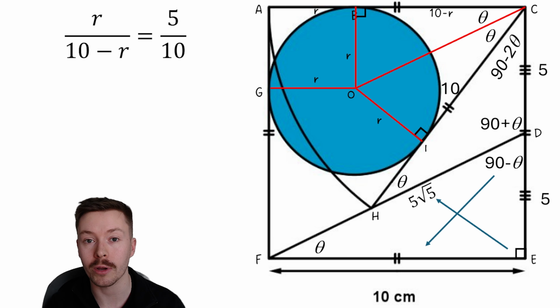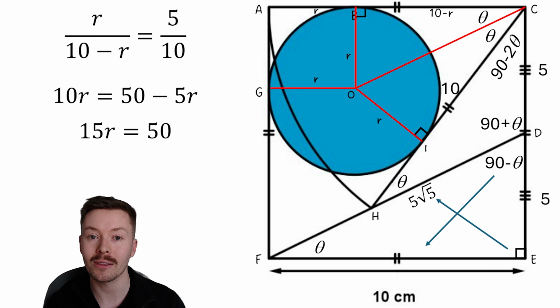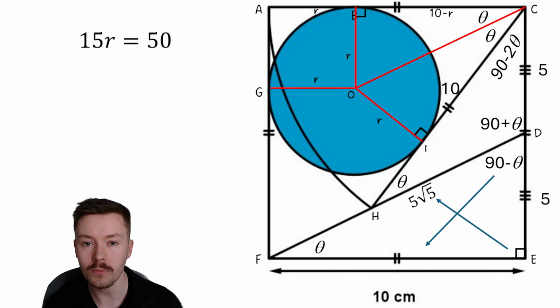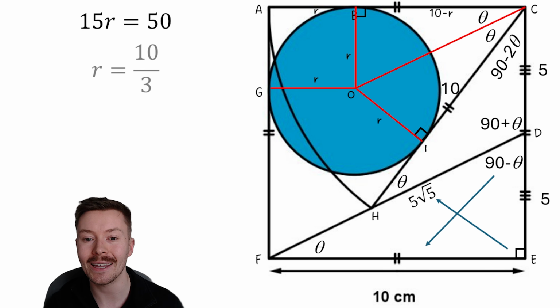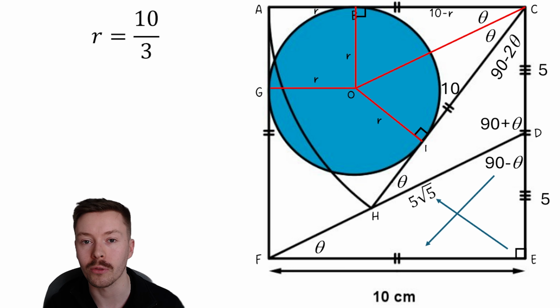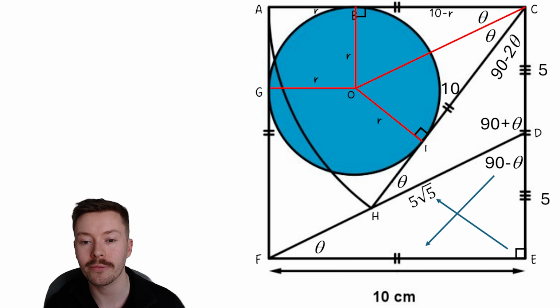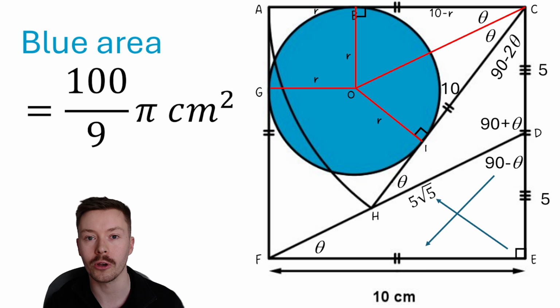And then all we need to do is start rearranging this to solve for r. So 10r by cross multiplying is equal to 50 minus 5r, and therefore 15r is equal to 50 by adding 5r to both sides. Dividing by 15, we get that r is equal to 10 over 3, and then we can very easily find the blue area, or the area of the blue circle, by using pi r squared. Pi times 10 over 3 squared gives us a final answer of 100 over 9 pi centimeters squared.